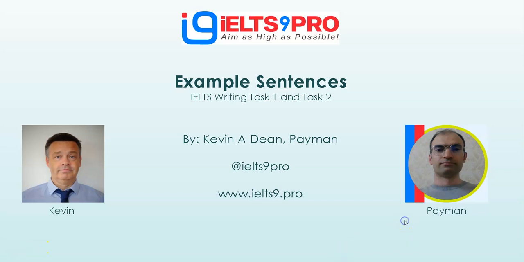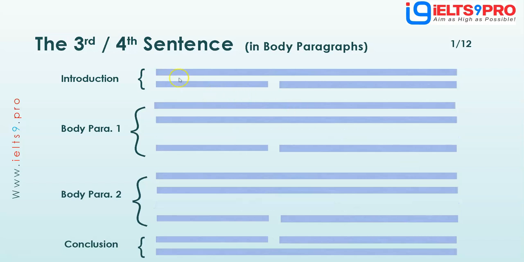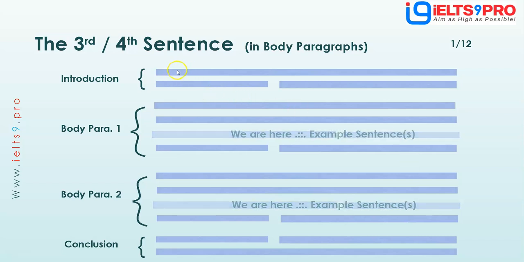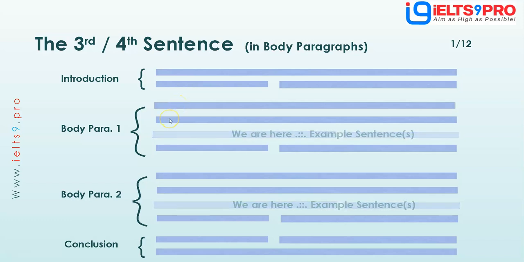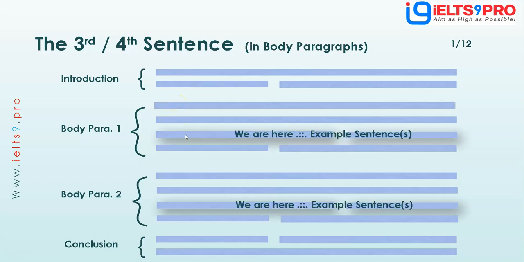So let's see, you can look and see where we are so far. We've done our introduction: we paraphrase the topic, give an outline sentence explaining what we're going to be talking about, main idea, explanation of main idea, and we're here.